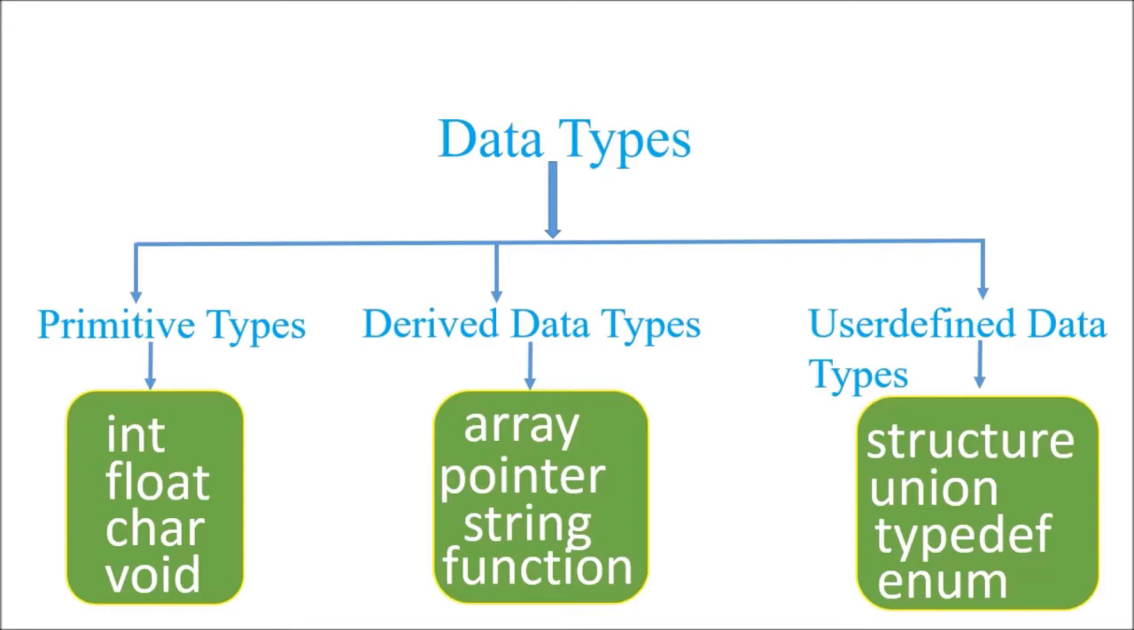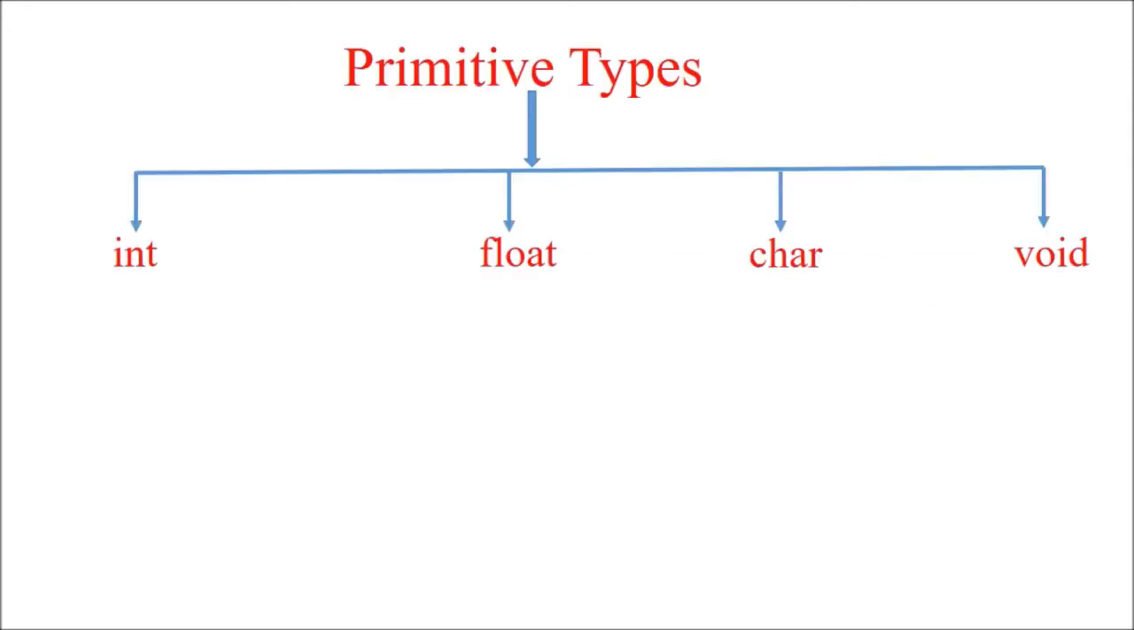Derived data type and user defined data type I'll discuss later, because all these data types like array, pointer, function, structure, union, all are separate concepts in C programming. Basically in C, data types means only primitive types are considered, which has four categories: int, float, char, and void. Primitive data types are also subdivided into some types.